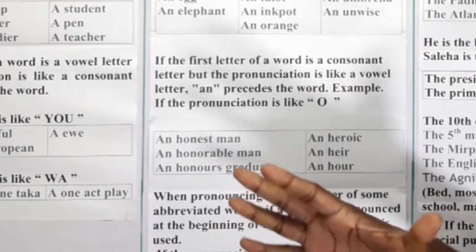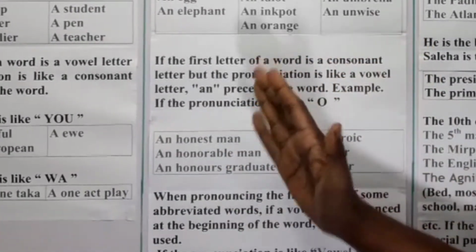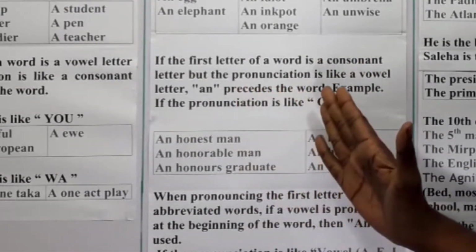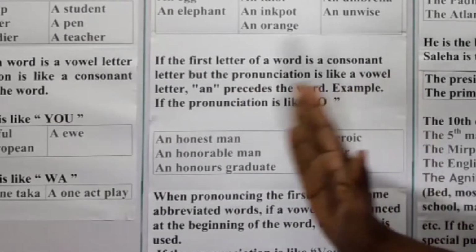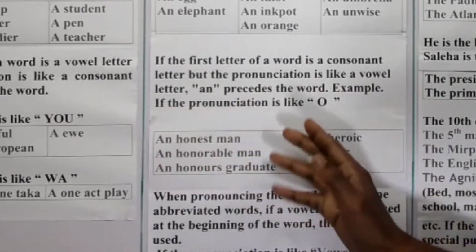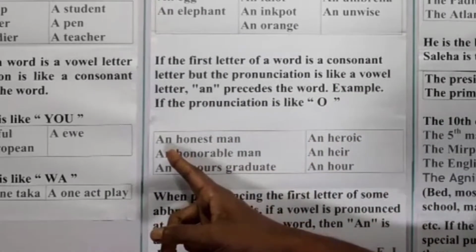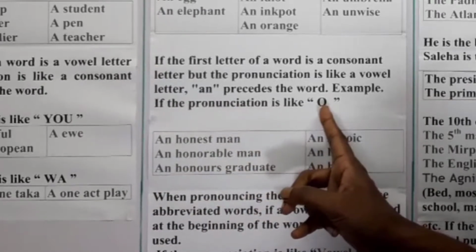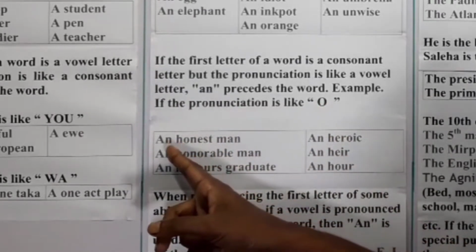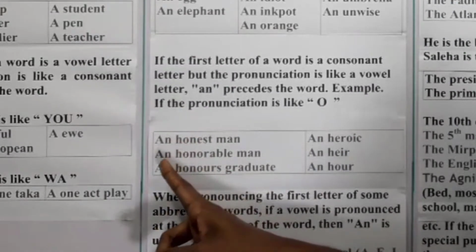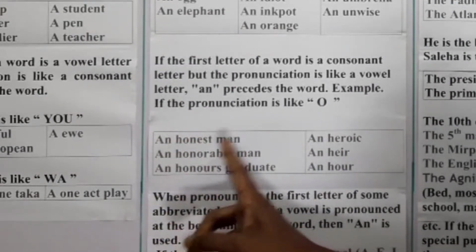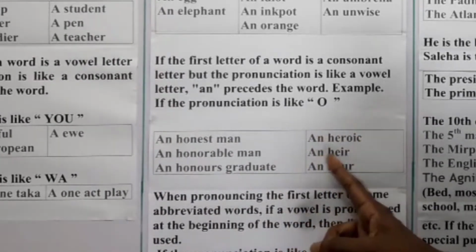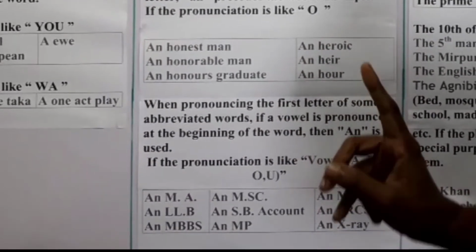If the first letter of a word is a consonant letter but the pronunciation is like a vowel letter, an precedes the word. Example, if the pronunciation is like O, an is used: an honest man, an honorable man, an honors graduate, an heroic, an hour.